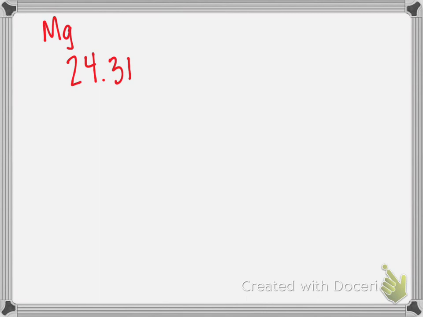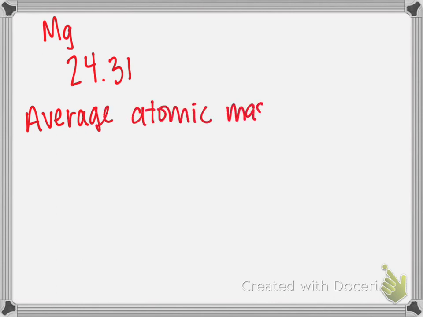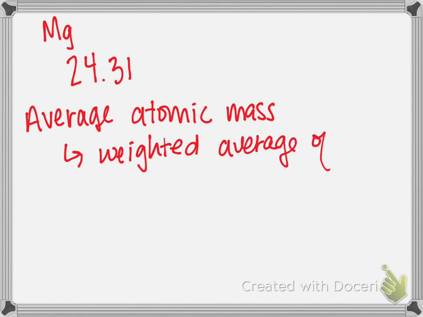So there are multiple isotopes of magnesium, and one of them maybe has an atomic mass of 24, one of them maybe has an atomic mass of 25. We don't really know. The isotopes could be 22 and 25, right? 22 and 26. I don't know what the isotopes are, but we know that the average atomic mass is what we see. And it is the weighted average of all stable isotopes.